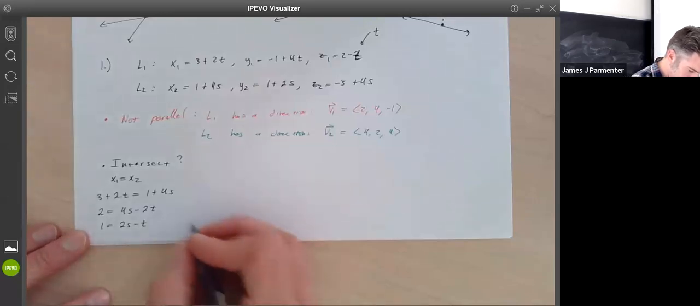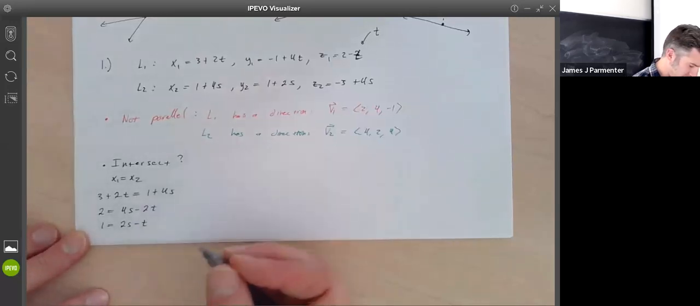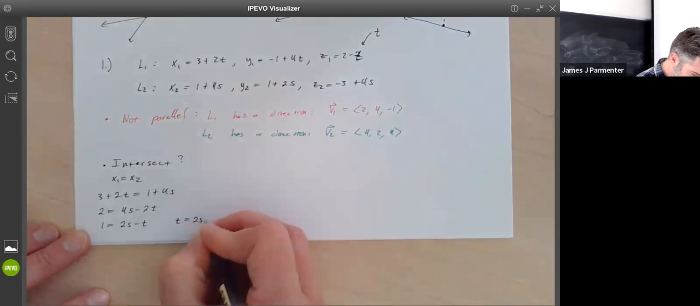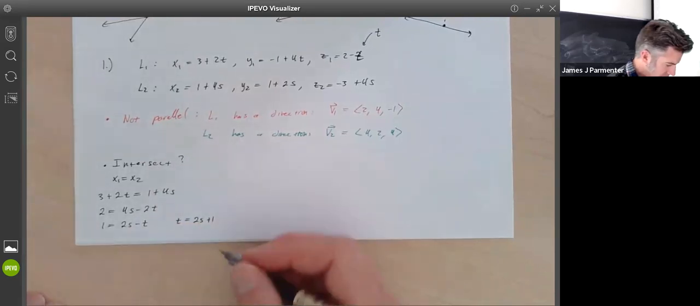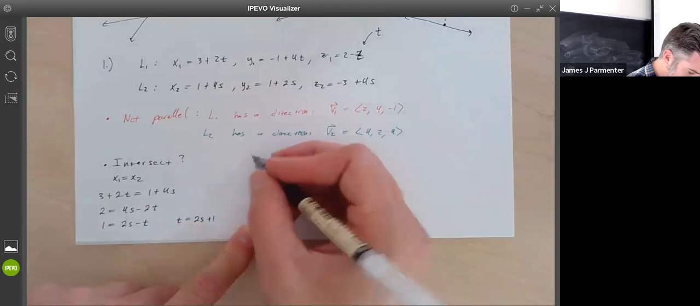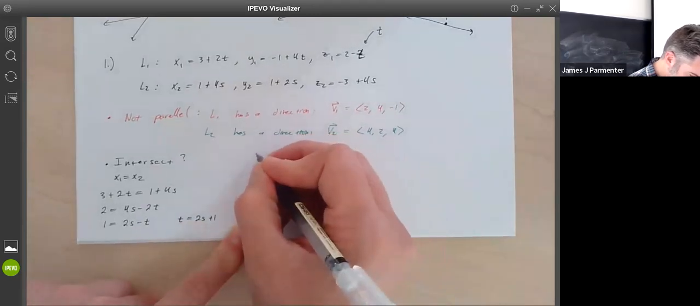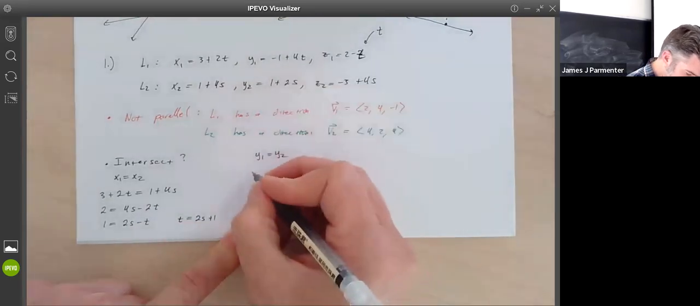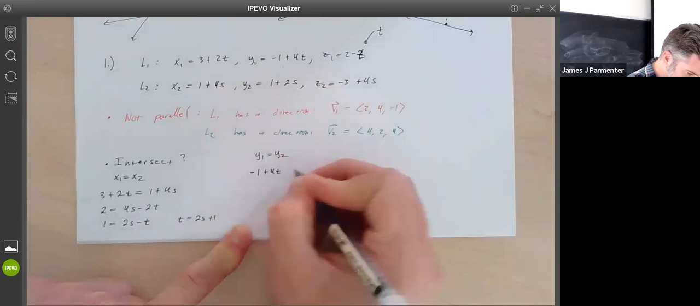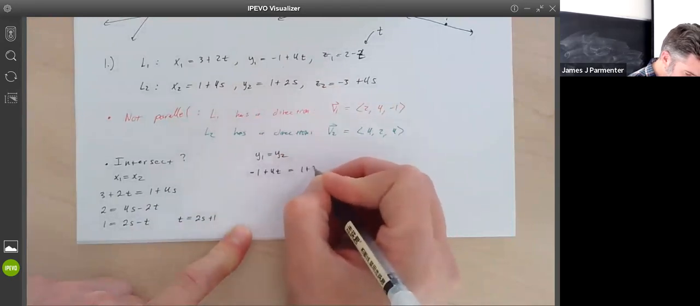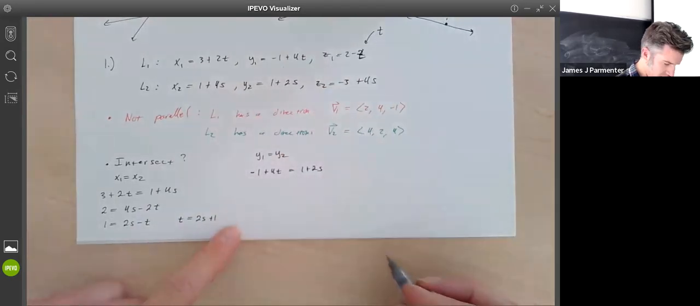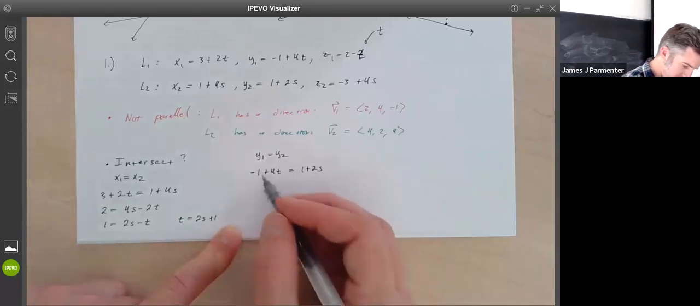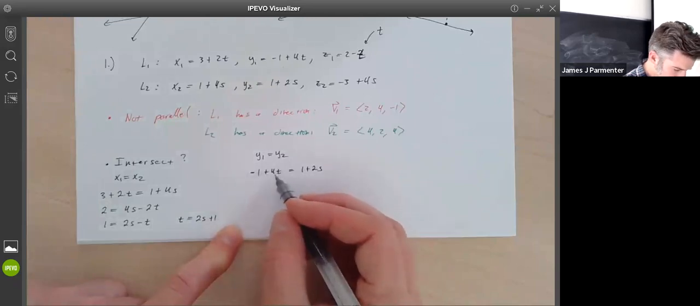And then I guess I could say t equals 2s plus 1. And then I'm going to plug that in to the y coordinate. So I'm going to say, okay, y1 equals y2. Then I have -1 plus 4t equal to 1 plus 2s. So actually, let's just solve this first.